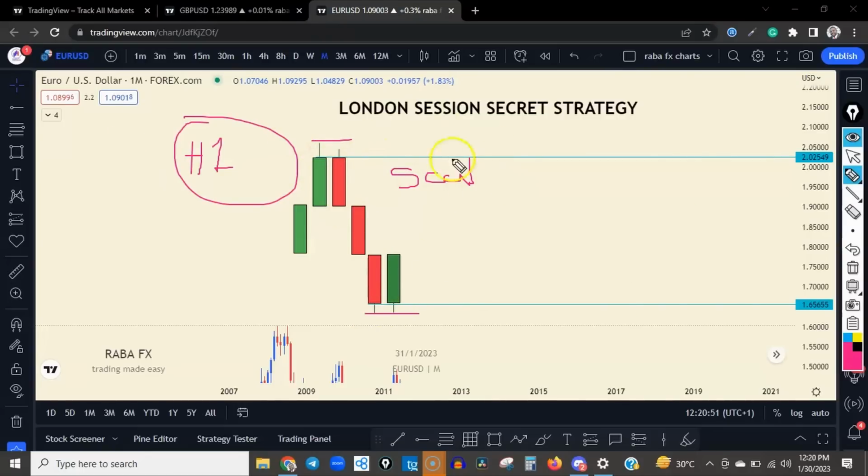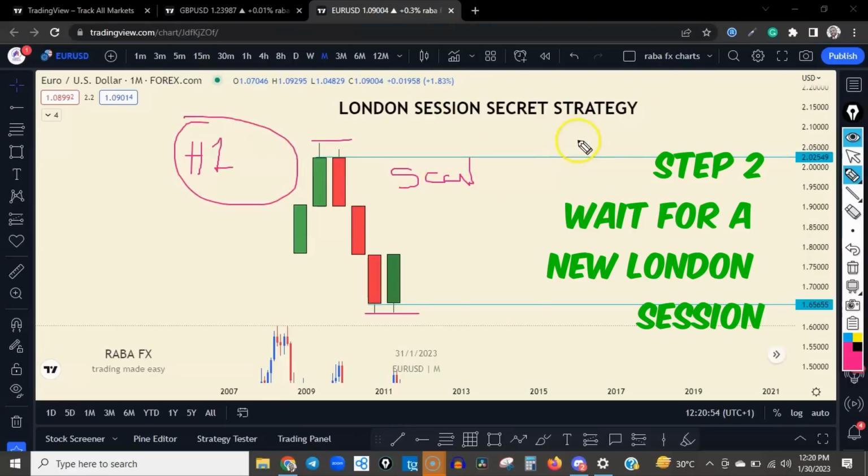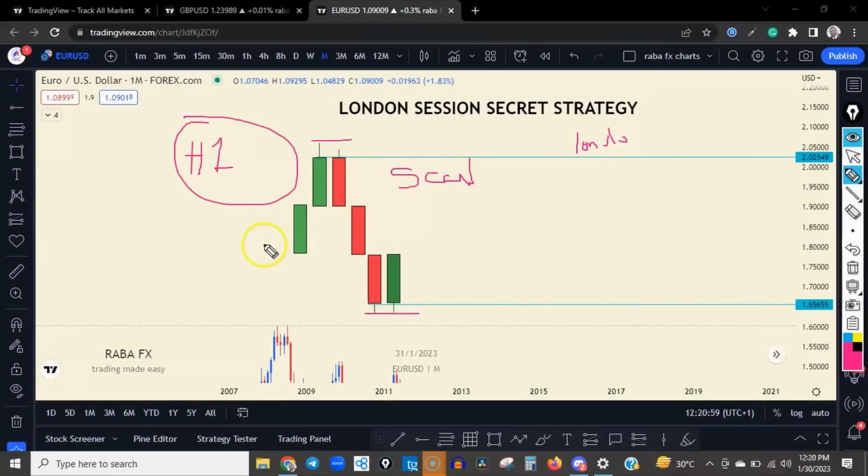Your second step is then wait for the new London session to what? To open. Okay, this is the previous London session. Now we wait for the current London session. And what you need to be looking at is simply making a decision based on this line. If the London session closes below this line, then it means we'll be trading lower for that session. Okay. If it rejects of that line and closes above, that means we will be looking for what? Bullish prices.